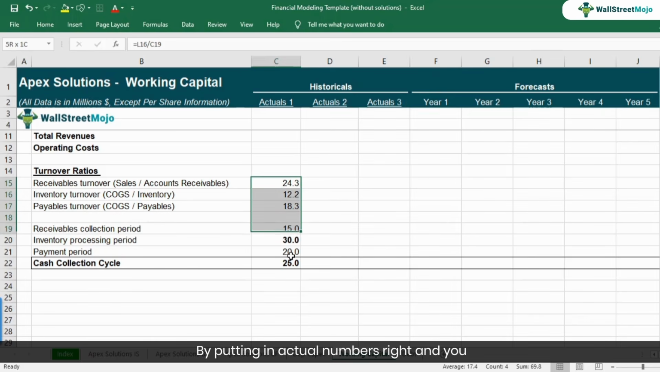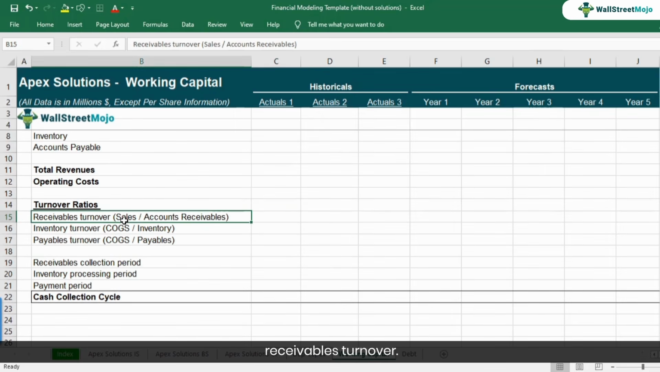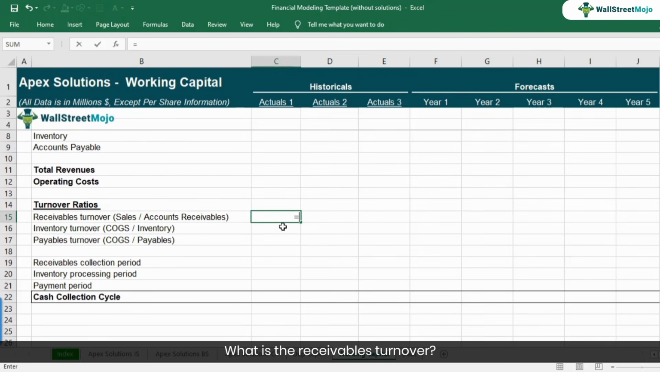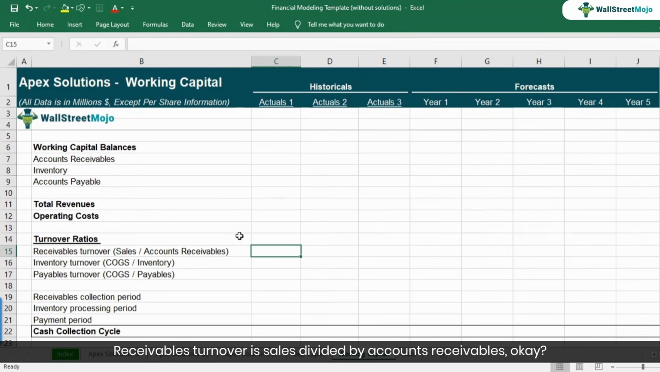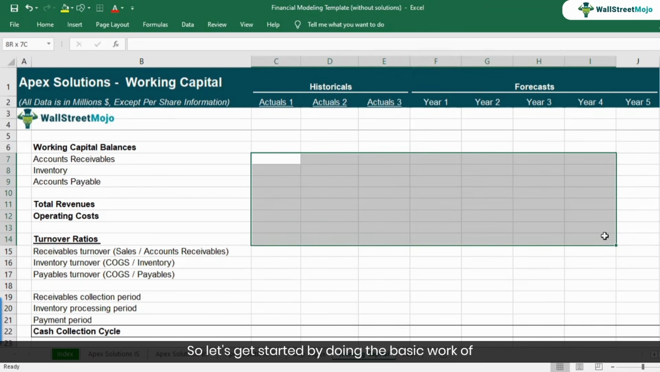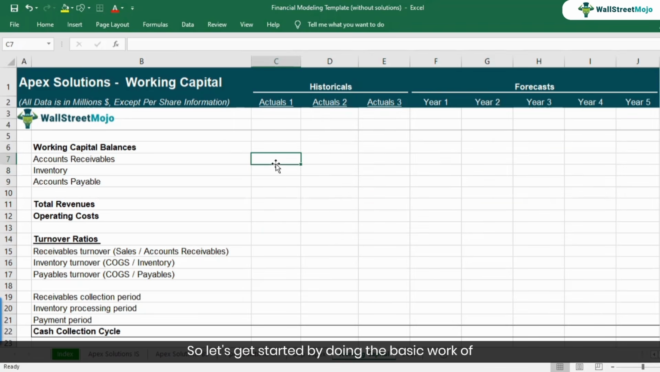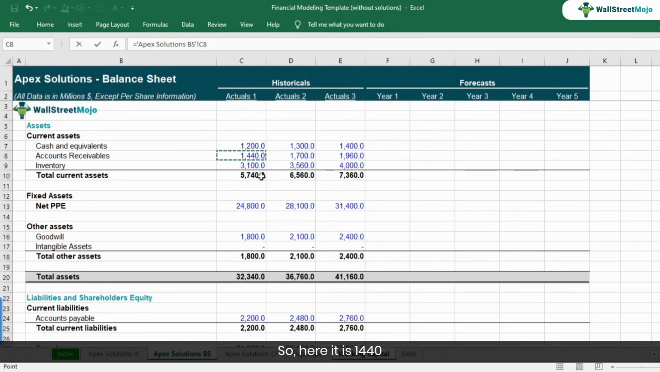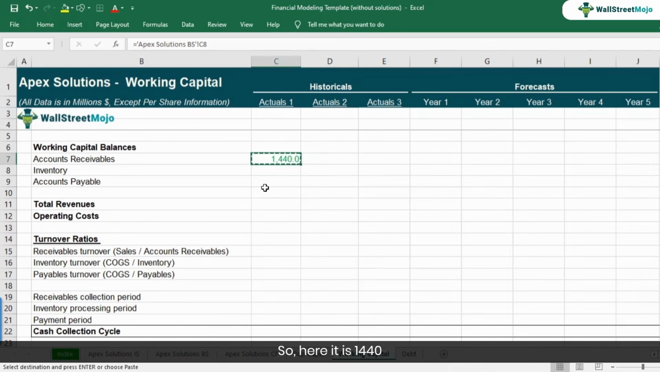I hope you understood the logic here, and from this you can actually calculate the receivables, inventory, and payables. Let's now get started by putting in actual numbers, and you will understand how to go about it. First, for actuals 1, let's calculate the receivables turnover. Receivables turnover is sales divided by accounts receivables. But in order to calculate that, we'll need these numbers here. So let's get started by doing the basic work of linking the historical numbers. Accounts receivables will come from the balance sheet, so here it is 1440.